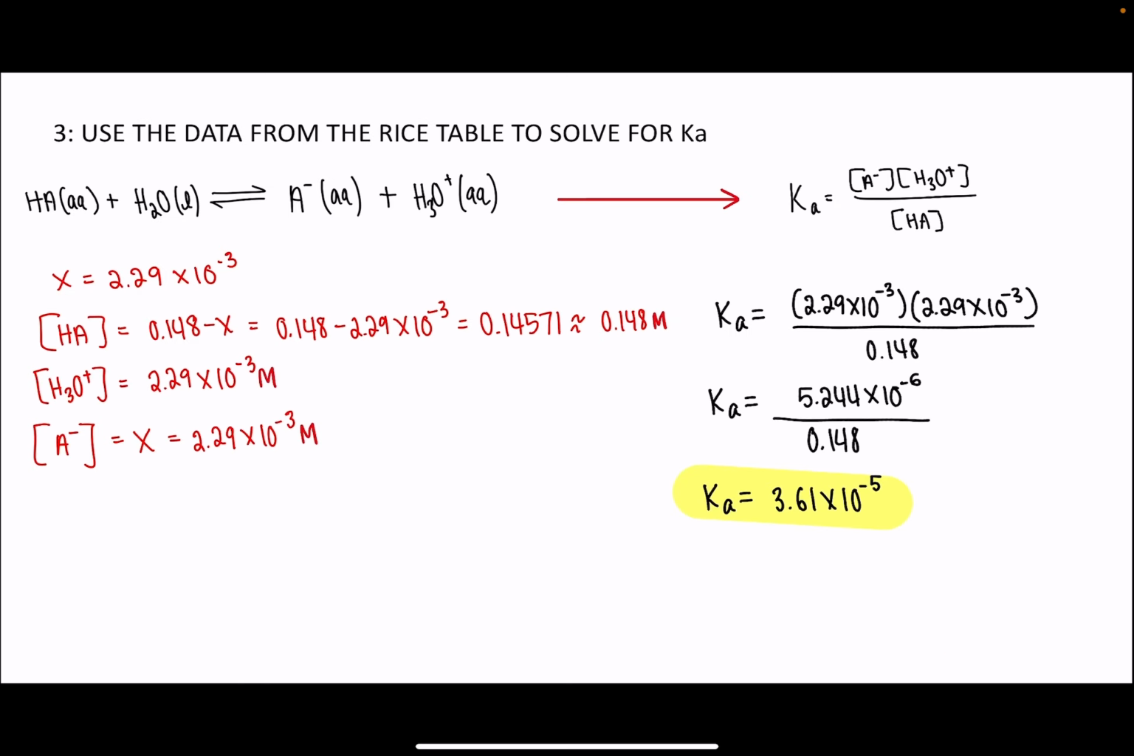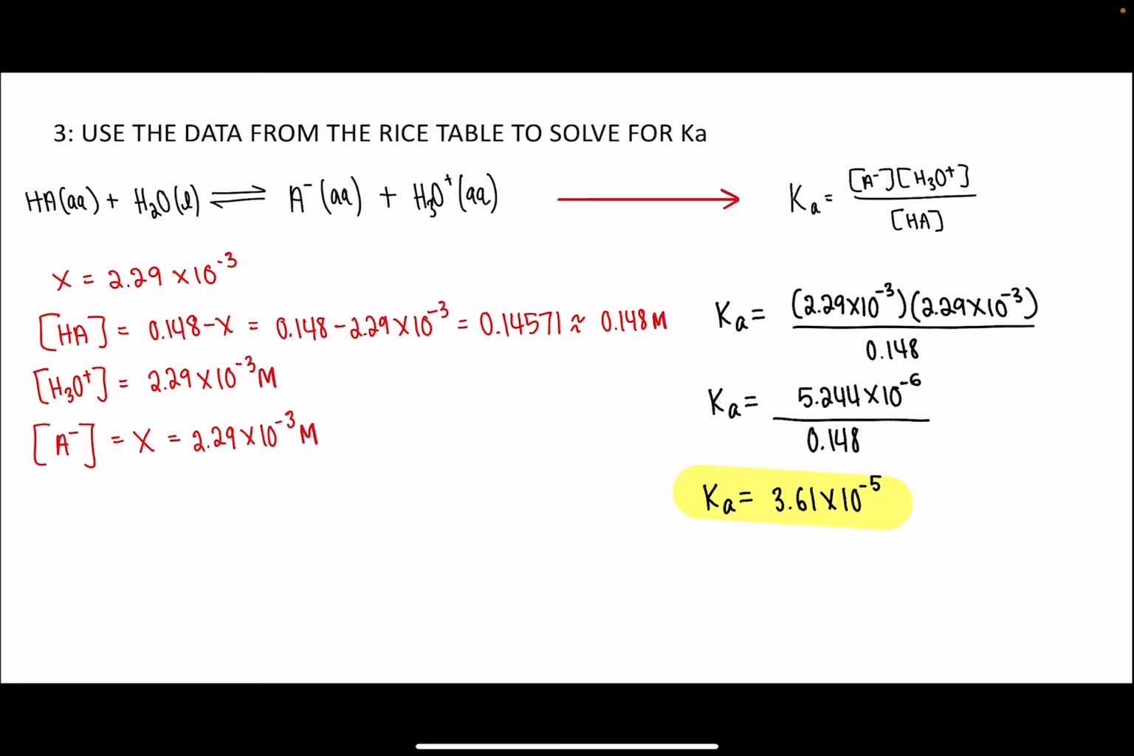Finally, I will use the data from the Rice table to solve for Ka. Ka in this situation is represented by the concentration of the products divided by the concentration of the reactants, excluding all liquids and solids, so water is not a part of this.